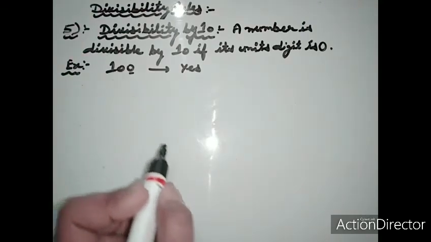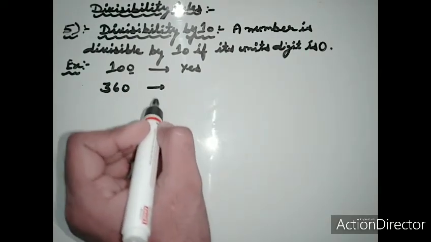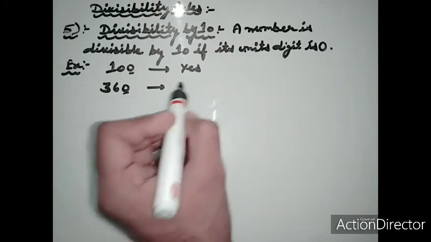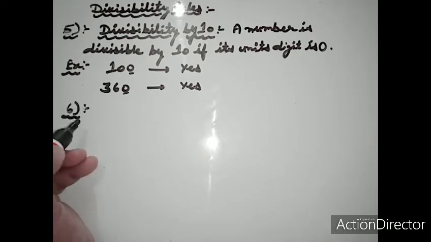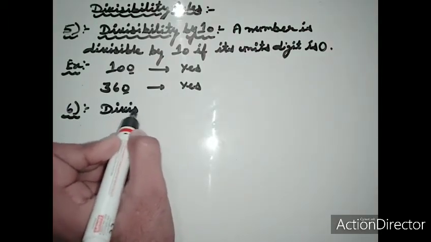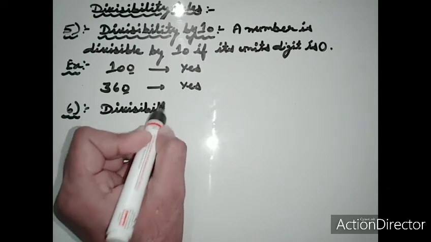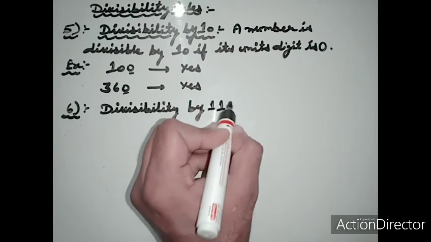Now another example, we take the same number here, 360. This number has unit digit 0, so we say that 360 is divisible by 10. Now we discuss another divisibility rule here, divisibility by 11, right?